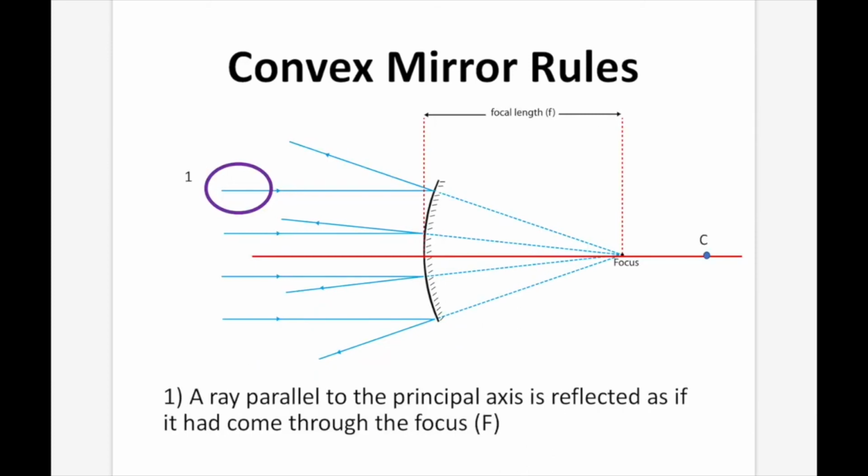Number one, a ray parallel to the principal axis is reflected as if it had come through the focal point. So you can see here we have a ray that goes into the mirror. It's going to reflect off as if it came from the focal point. So we can put our ruler at the focal point, and then we can draw a straight dotted line for the virtual rays until it hits the mirror, and then a solid line. And you can see that with all of our different rays. This ray coming in here is going to hit the mirror, and it's going to be reflected as if that ray came from the focal point itself.